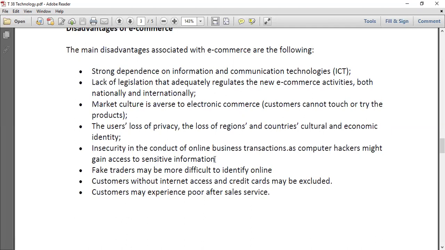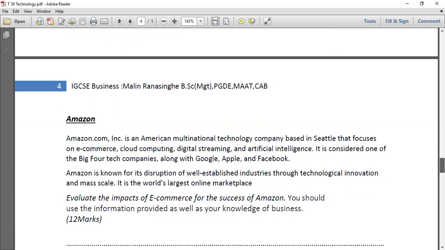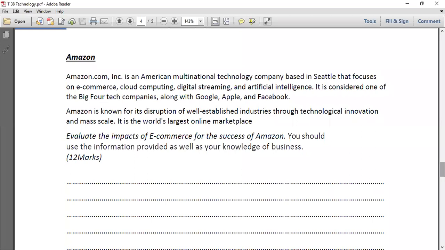And also the loss of privacy, and also market culture. So anything which relates to Amazon, take 2 points, drawbacks, however points, and then develop. And in conclusion, you can talk about the alternative viewpoints that Amazon can adopt.